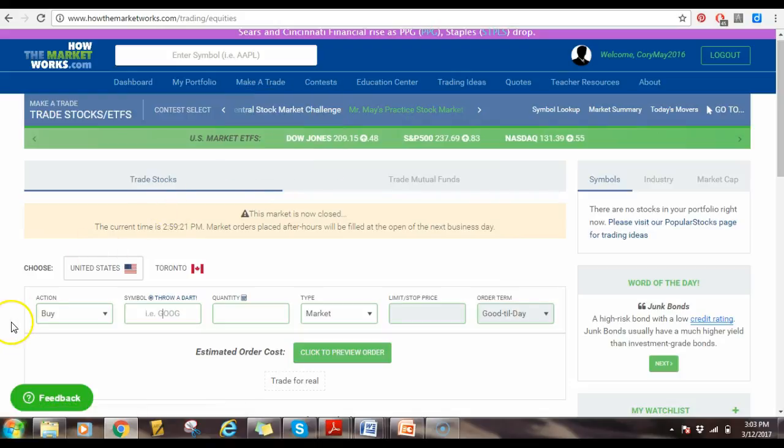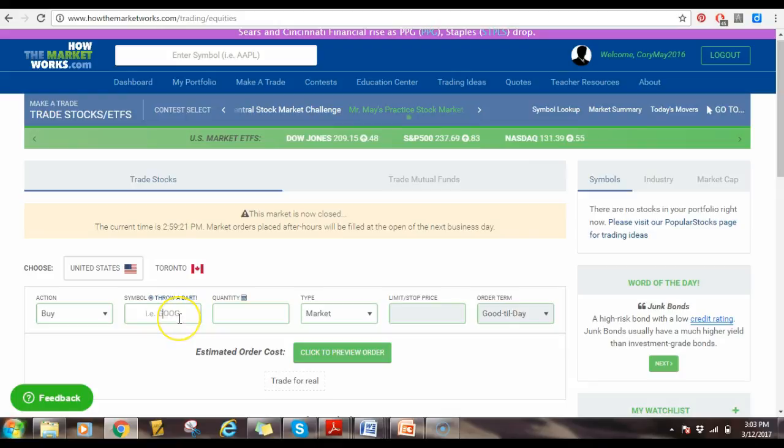All right, so here's a trade. All you have to do is make sure the action is either buy or sell. It only gives you the two options here, though sometimes it might give you more. You just make sure it's selected to what you want to do. Obviously, if you sell, you have to own it already.